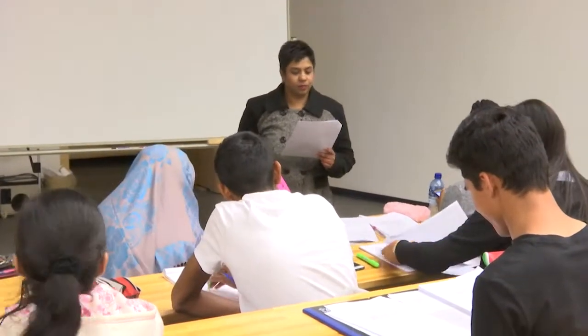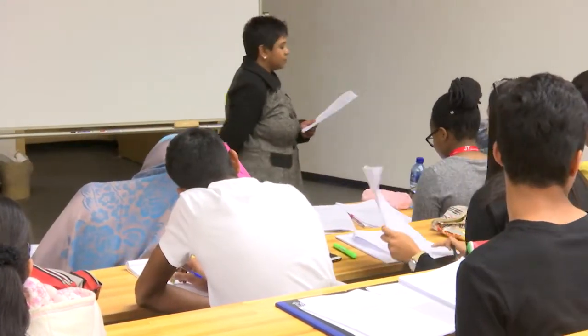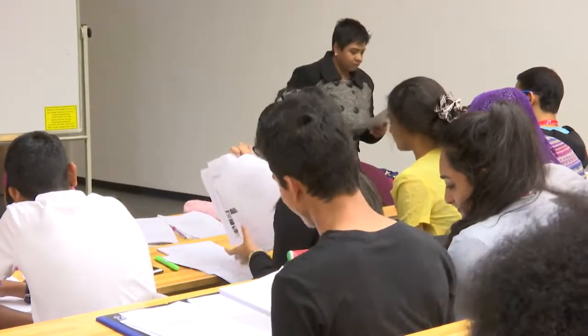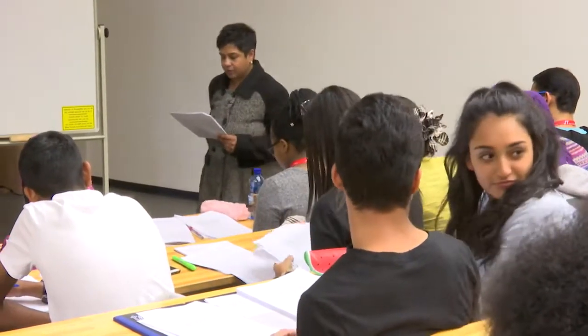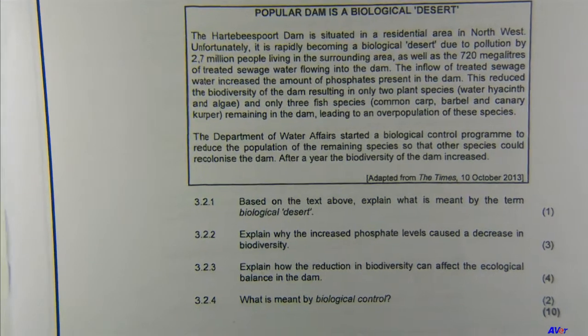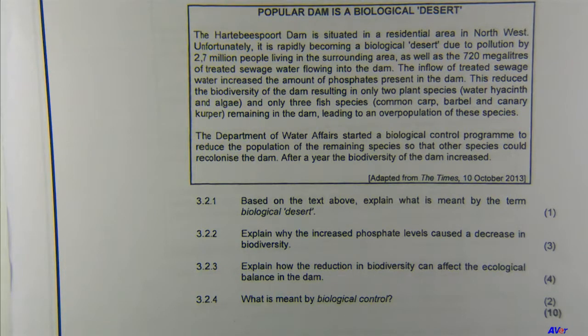Popular dam is a biological desert. The Hartbeespoort Dam is situated in the residential area northwest. Unfortunately, it is rapidly becoming a biological desert due to pollution by 2.7 million people living in the surrounding area, as well as the 720 gigaliters of treated sewage water flowing into the dam. The inflow of treated sewage water increased the amount of phosphate present in the dam.